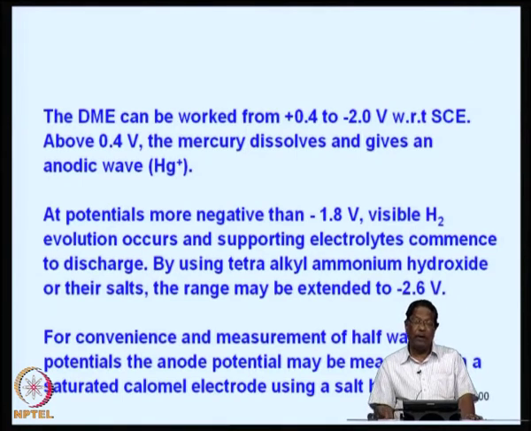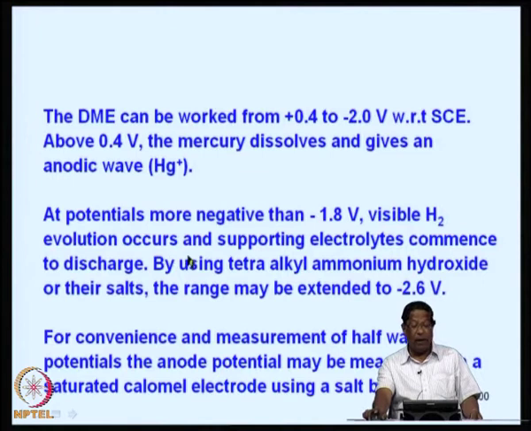And then the advantage of DME is it can be worked from +0.4 to -2 volts with respect to the saturated calomel electrode. Above 0.4 volts, it is not usually done, because the mercury starts dissolving and starts giving you an anodic wave. That means, it will give a separate wave for mercury, and at potentials more negative than -1.8 volts, visible hydrogen evolution takes place. That is, hydrogen bubbles will start appearing if the solution is acidic. So, that is also not very advisable.